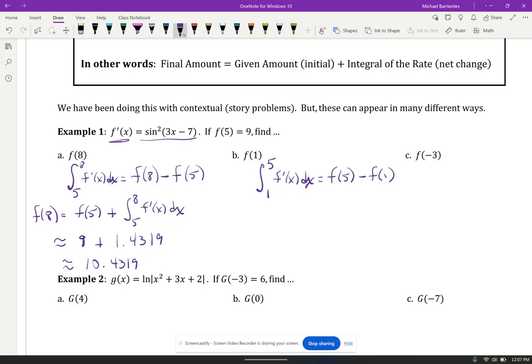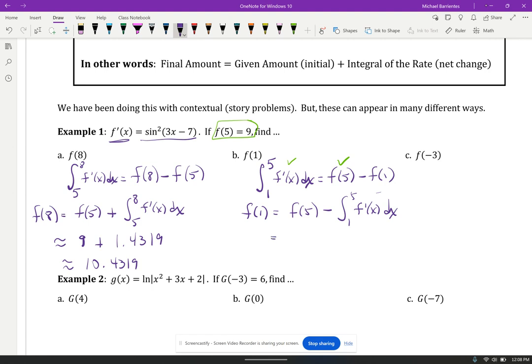Now, here, I'm not looking for the initial. I'm not given the initial. I'm given the ending, the final amount. And so I'm going to add this over to this side, and I'm going to subtract this over to the other side, right? Because I know f of 5, they give it to me, and I can figure out this. So I need these on the same side, but this f of 1 has a minus sign in front of it, so I'm going to add it over. So I'm going to say f of 1, and then it's on the same side as this, but I'm going to subtract this to the other side. And I'm going to get this. Cool.